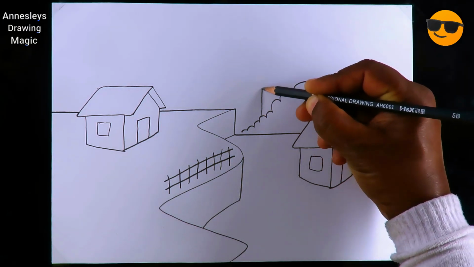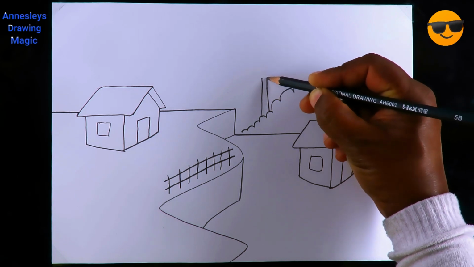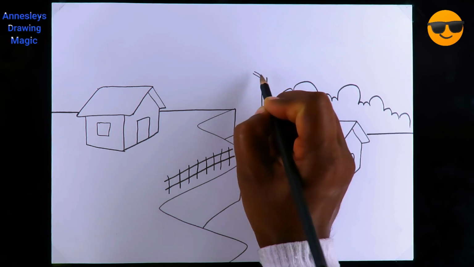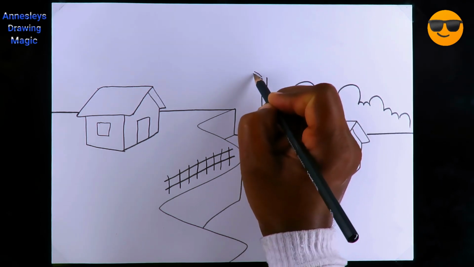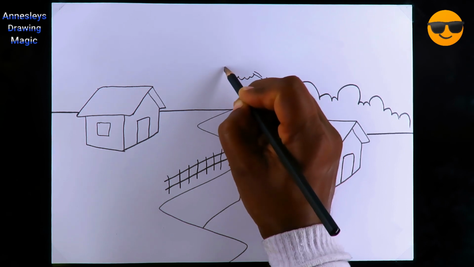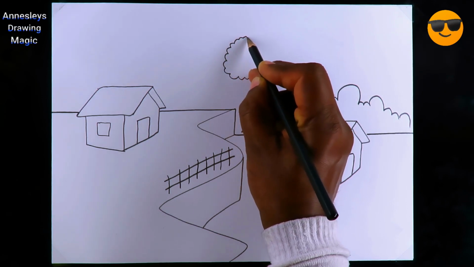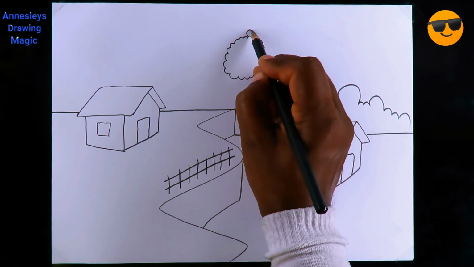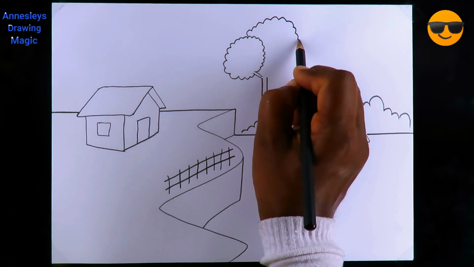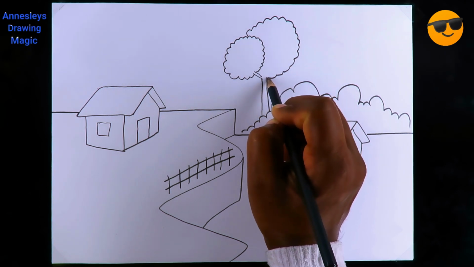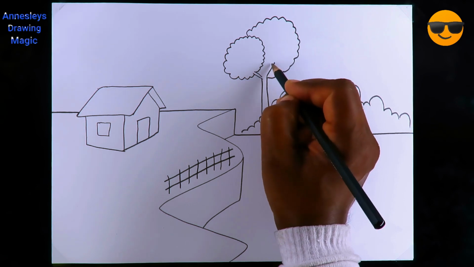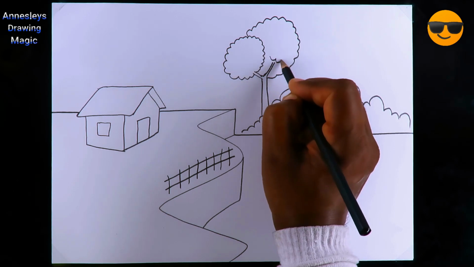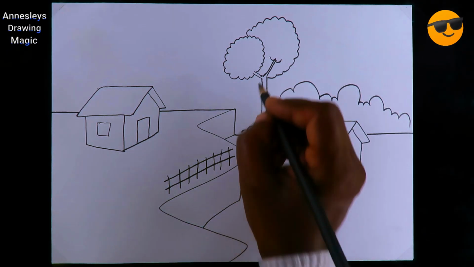Here there's a tree, straight two lines, one branch this side. Now leaves we can draw like little half circles beautifully, and the main area of the tree like this. If you want to draw more branches, you can draw, right.